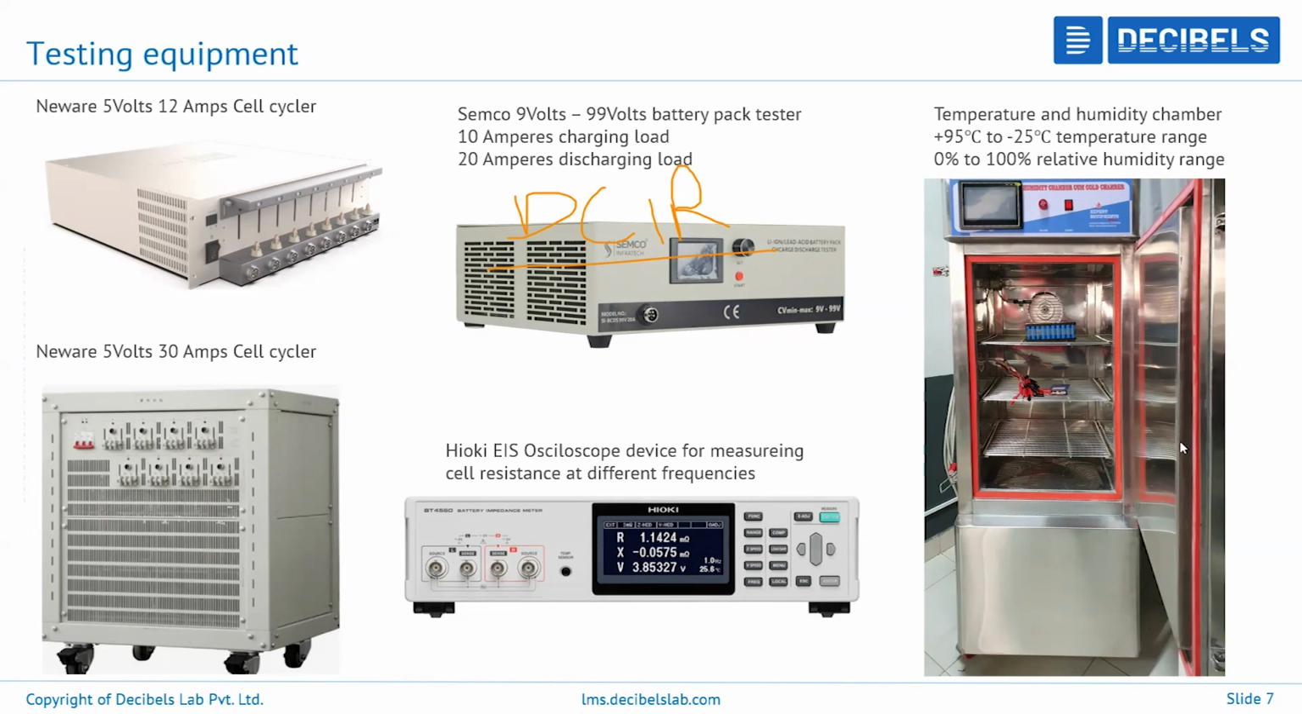So these are all equipment that can help you measure the complete internal resistance characteristics. Not just in terms of ambient temperature, but you can also see here minus 25 to plus 95, and also in different humid conditions as well. Okay, so these are the equipment you can use. We have these equipment at Decibels, and utilizing them we are performing a lot of cell testing and characterization, battery pack testing and characterization, basically for the application of two-wheeler EVs.